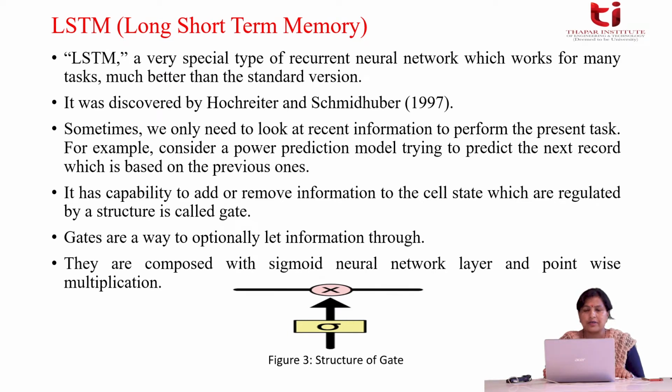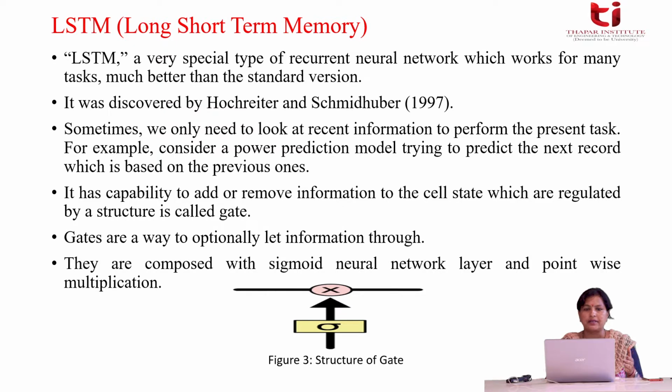LSTM is a very special type of recurrent neural network which works on various tasks much better than the standard version. It was discovered by Hochreiter and Schmidhuber in 1997. Sometimes we only need to look at recent information to perform the present task.